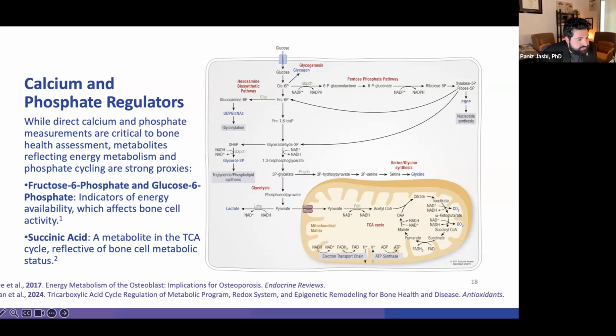The metabolic pathways are common among different cell types, and their relative importance likely varies based on the biological function of each cell. But as you can see, these are calcium and phosphate regulators.